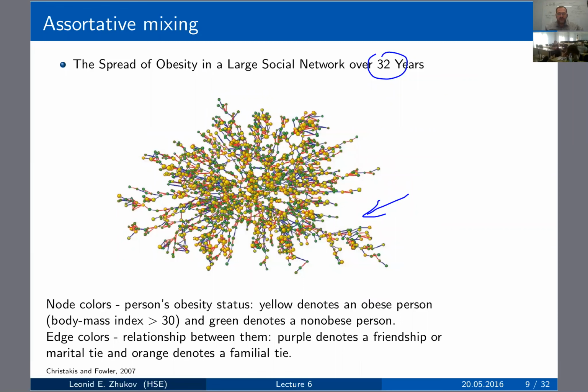And there are different types of edges. Purple denotes friendship, and orange denotes family ties. You can, for example, notice how obesity propagates in families a lot. And so yellow nodes are quite often connected to other yellow nodes through, for example, orange or family ties. And that means there is assortative mixing with respect to obesity.